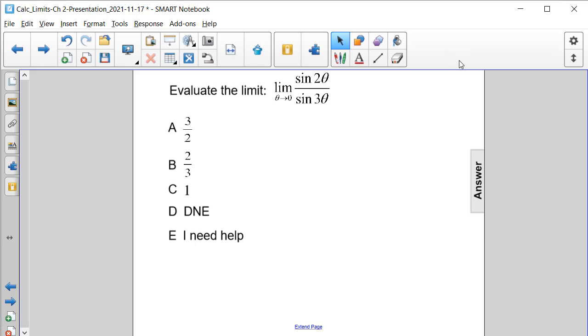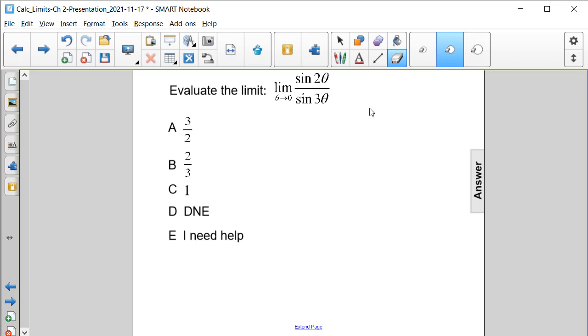Evaluate the limit of sine of 2 theta divided by the sine of 3 theta as theta approaches 0. If we use direct substitution, we'll have the sine of 2 times 0, which is 0, and the sine of 0 is 0. And then in the denominator, we'll get 3 times 0, which is 0, and the sine of 0 is 0. So we have a 0 over 0 indeterminate form.